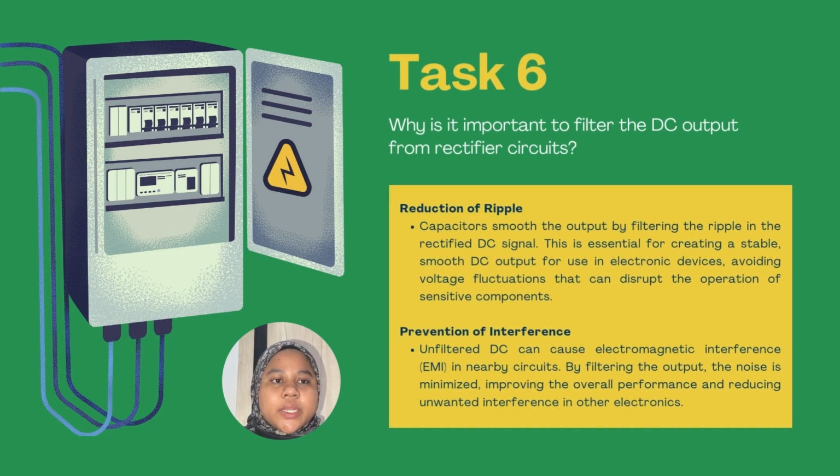Task 6. The question is, why is it important to filter the DC output from rectifier circuit? First, reduction of ripples. Capacitors smooth the output by filtering ripples in the rectifier DC signal. This creates a stable and smooth DC output, preventing voltage fluctuation that could disturb sensitive electronic components. Second, prevention of interference. Elevated ripple can cause electromagnetic interference, disrupting the circuit. By filtering the output, the capacitor minimizes noise, improving performance and reducing interference in other electronics.